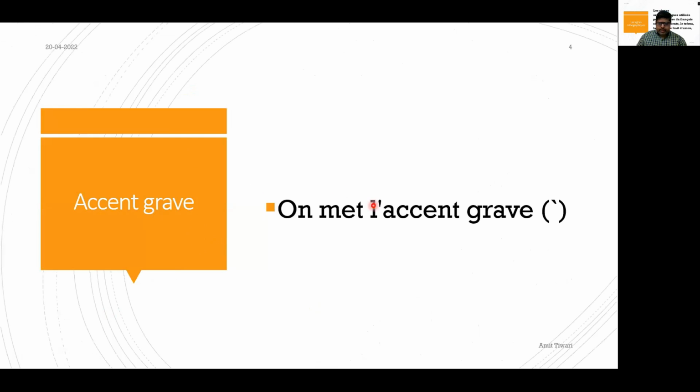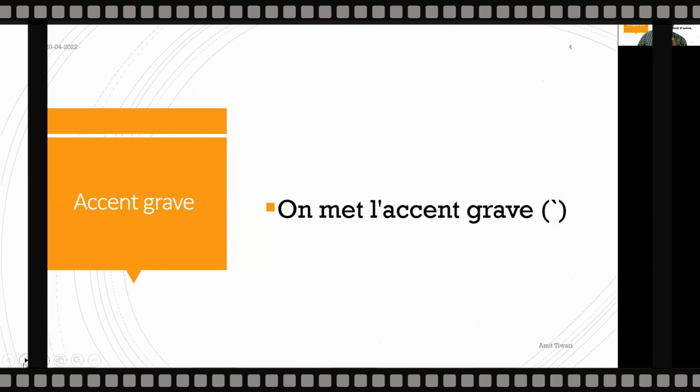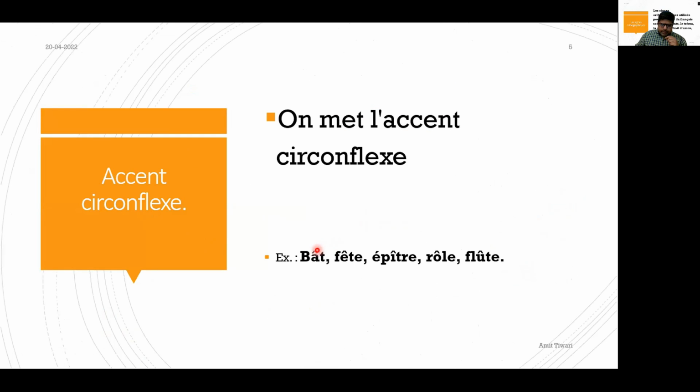Next is the grave accent, another very important accent, written in a particular shape on the vowels, discussed in the different sessions. Moving further, l'accent circonflexe is used on A, E, I, O, U, and this is like a roof. So this is the circumflex, or l'accent circonflexe. This circumflex is used on A, E, I, O, U of French.